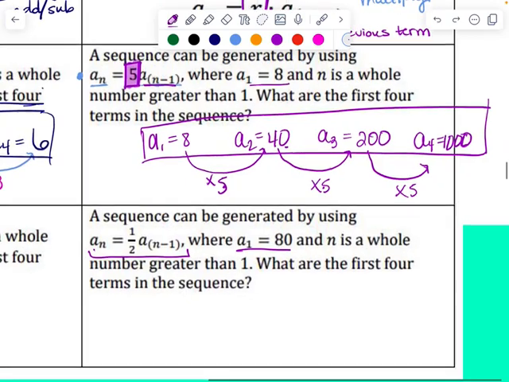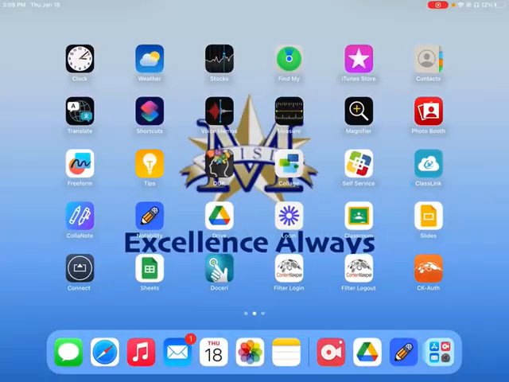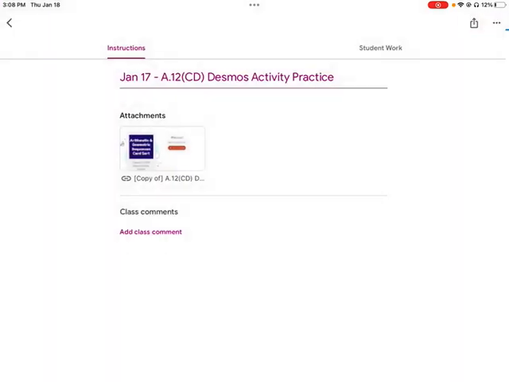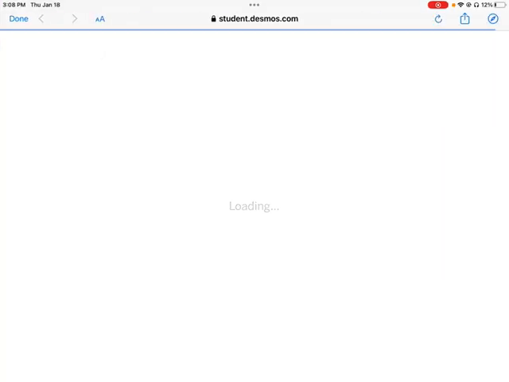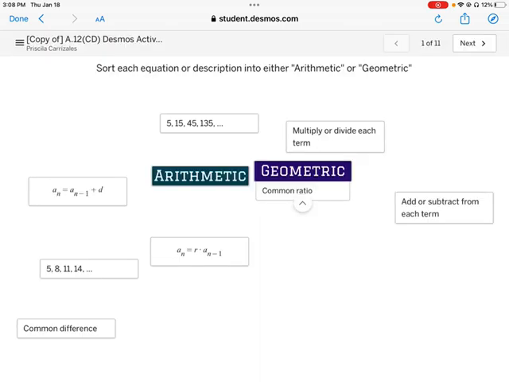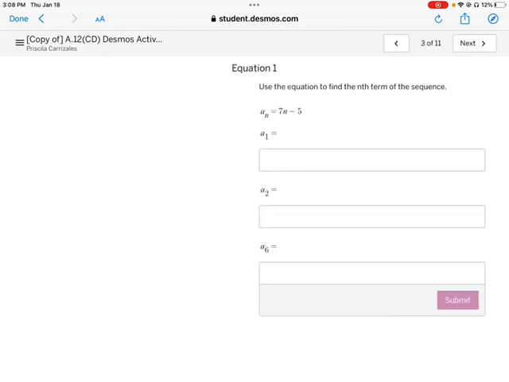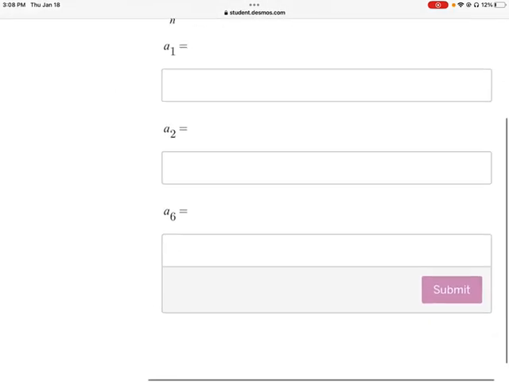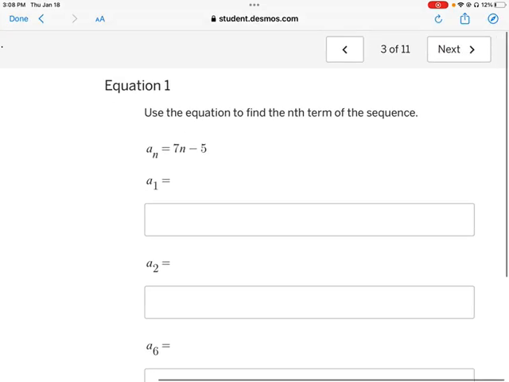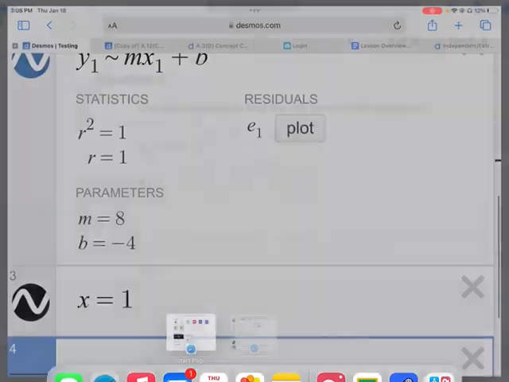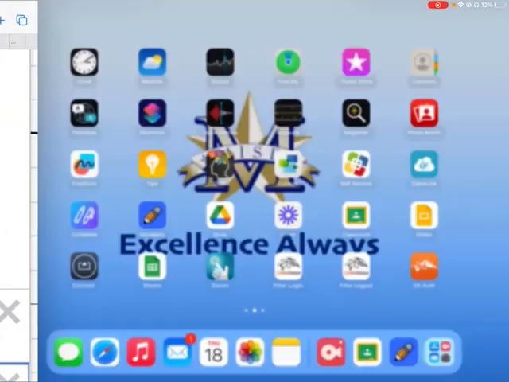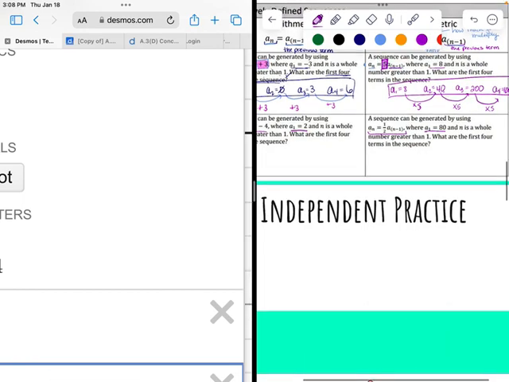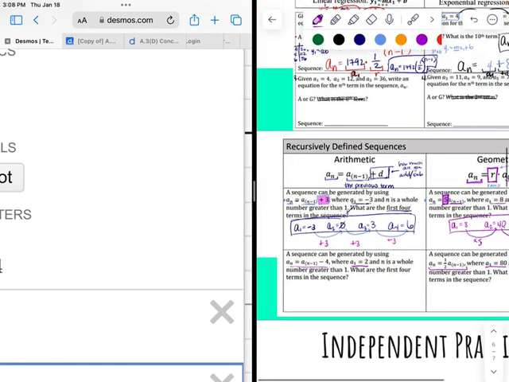The very last piece I do want to touch on is your independent practice. If I look at Google Classroom on Desmos, the independent practice has this problem right here in slides 3 and 4. On slide 3, this is when it gives you the equation and you have to find a1, a2, a6. A really easy way that I can do this on Desmos is by using your y equals, kind of like f of x. f of x is the same thing as y.